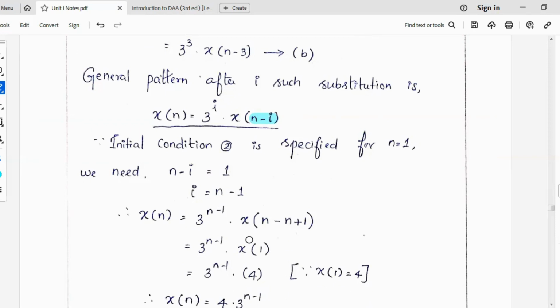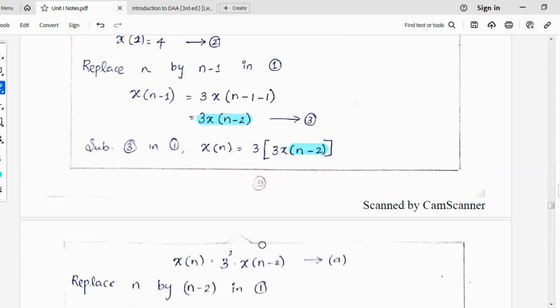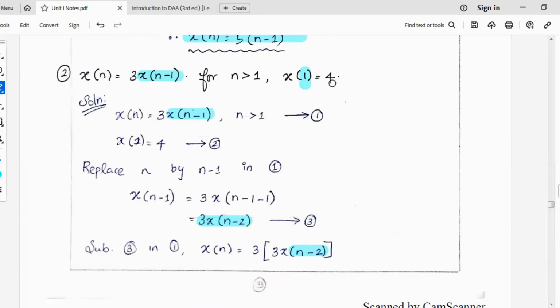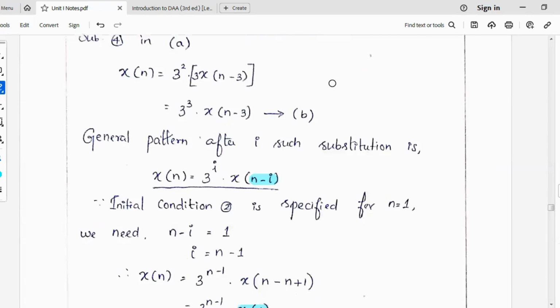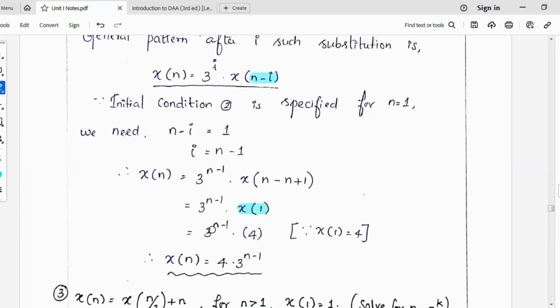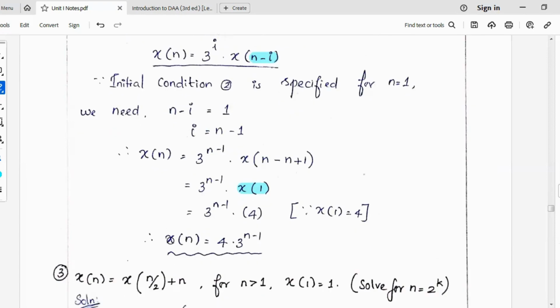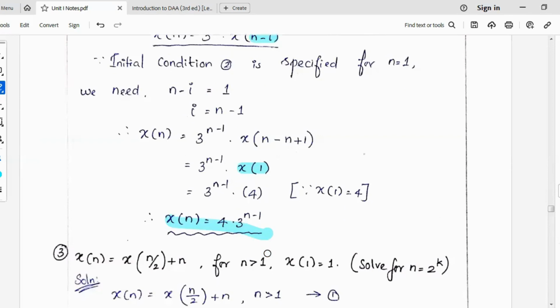So now it came to the base condition, right? x of 1. We already know the x of 1 value is 4, which is given in the question, right? So I'm replacing x of 1 by 4. So 3 power n minus 1 into 4. So 4 into 3 power n minus 1 is the solution. Okay. So now if we are finding the time complexity of this recurrence relation, I will get 3 power n, right? So that's all about the second question.